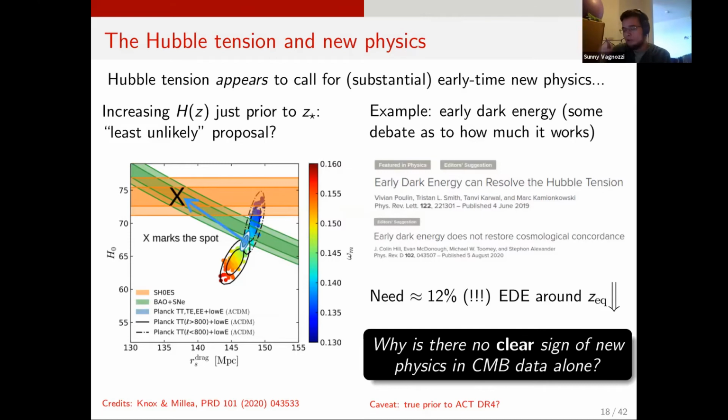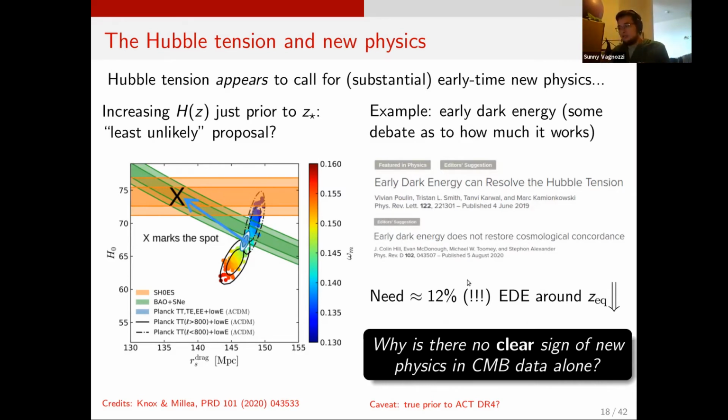One very popular way of doing this is so-called early dark energy. It's essentially a switched-on cosmological constant. So you get a cosmological constant just before recombination, which then decays faster than radiation away. Now, what bothers me when I look at this solution is that if you want to solve the Hubble tension, you need a lot of early dark energy around matter-radiation equality. What do I mean by a lot? You need roughly 12% of the energy of the universe around equality to be in the form of early dark energy. That's a huge amount.